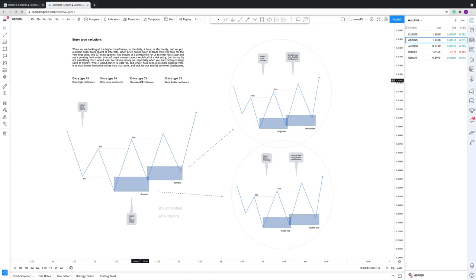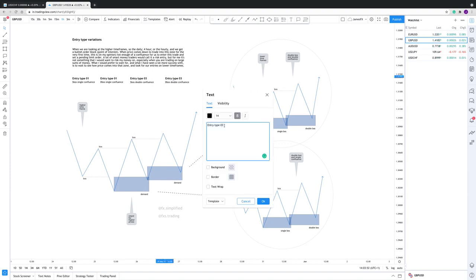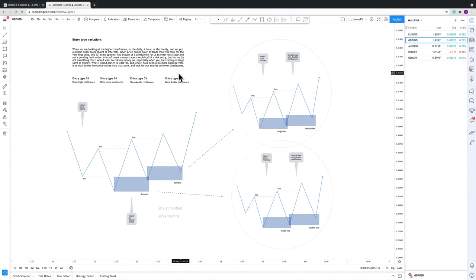Now getting back to this third entry, we have a break in structure, so a second break of structure on our hourly time frame. So this is our double confluence, because this is our second demand level. So we're just seeing more confluence for price to continue. Now this area here is this zone here, okay? This is what we want to see for the trade to meet our entry rules, okay? Now I've just realized I haven't changed that, so that's number 4. Okay, so 1, 2, 3, 4. Okay, cool. So entry type 3 is up here, okay?